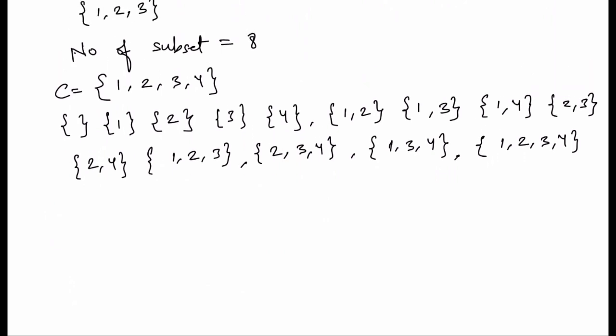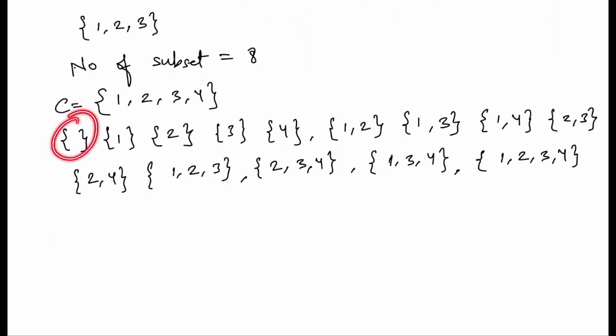These are all subsets. What have I done here? Now you can see first I have taken the null set, then all the sets that have one element, then all the sets that have two elements, then all the sets that have three elements, and finally a set that has four elements.